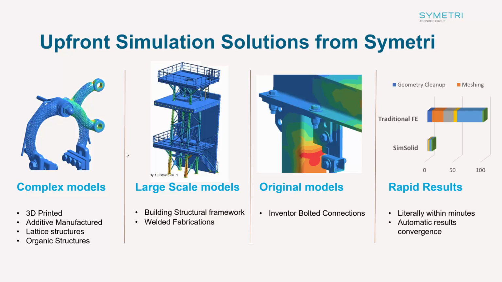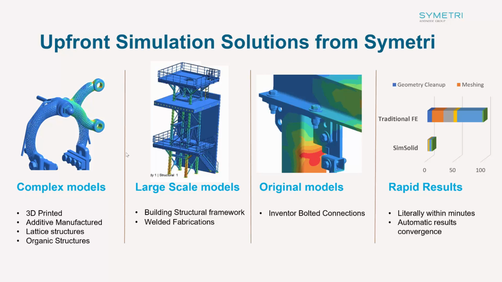Here is a little comparison chart between SimSolid and traditional FEA software. SimSolid reduces your simulation workflow by a lot. It doesn't involve any meshing, and it doesn't use your traditional FEA techniques. What ends up happening is you don't have to do any geometry cleanup. You can just design your assemblies, push them right into SimSolid, and you have results within minutes.